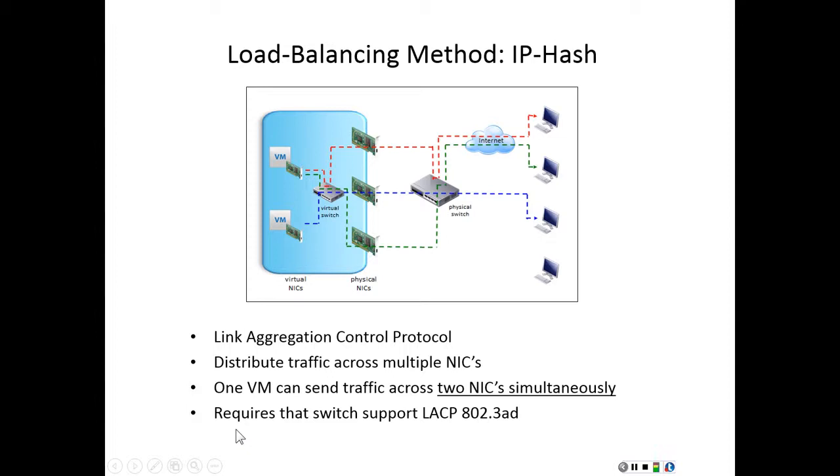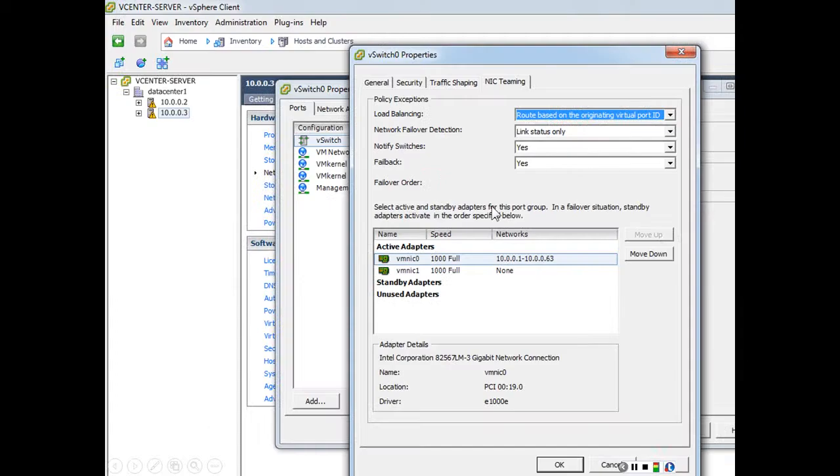Of course, the catch is it requires that your switches support link aggregation control protocol, which is IEEE standard 802.3ad, and not all switches support that standard. So we typically go for the default, which is route based on the originating virtual port ID.